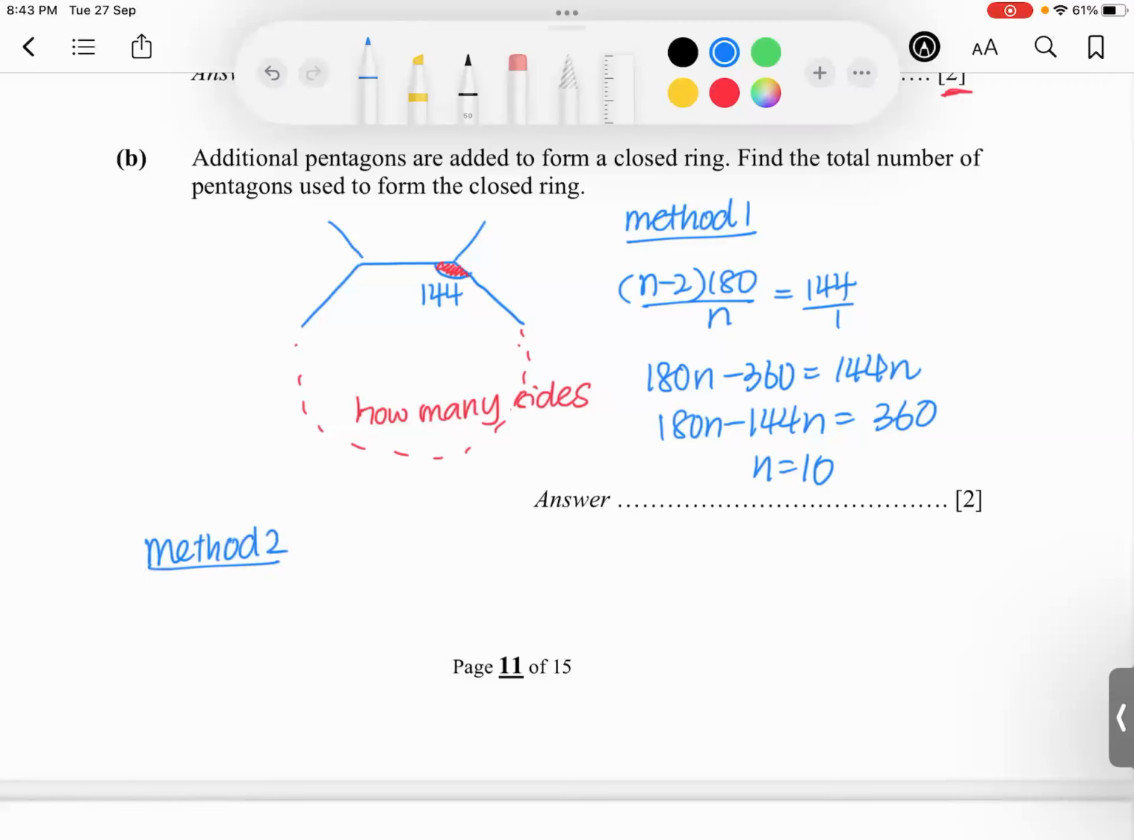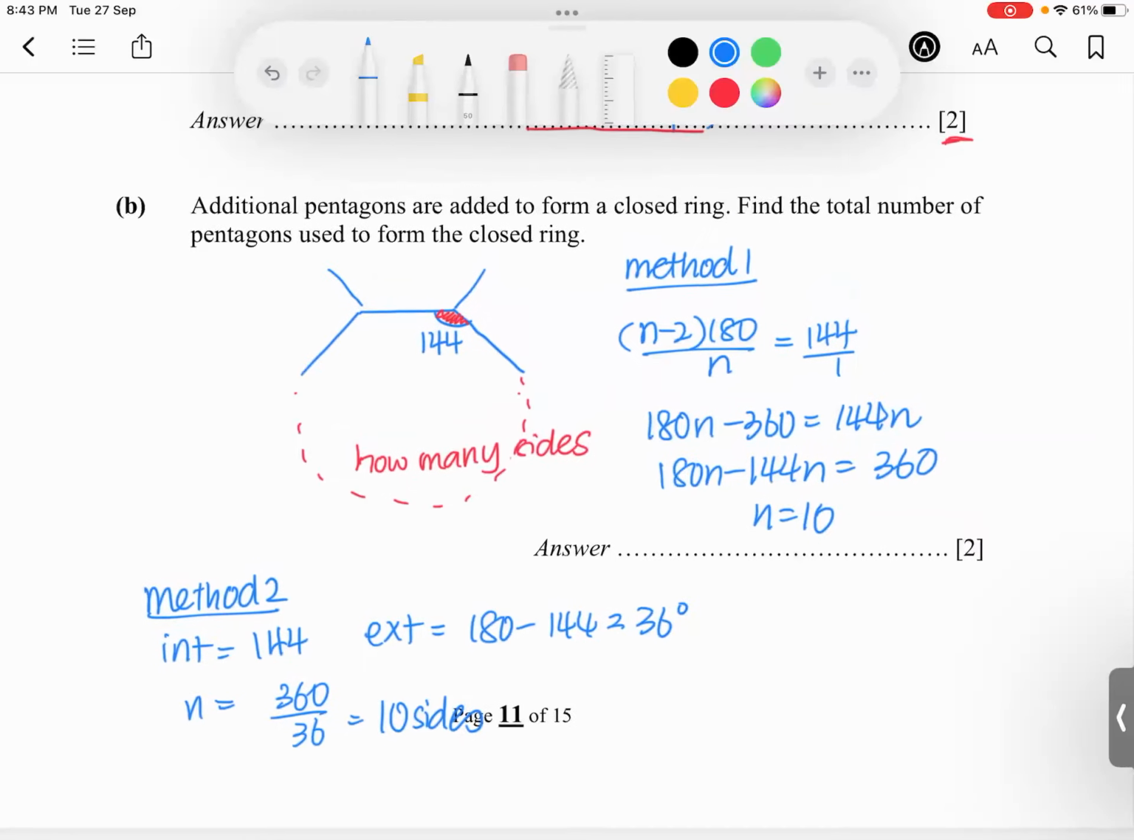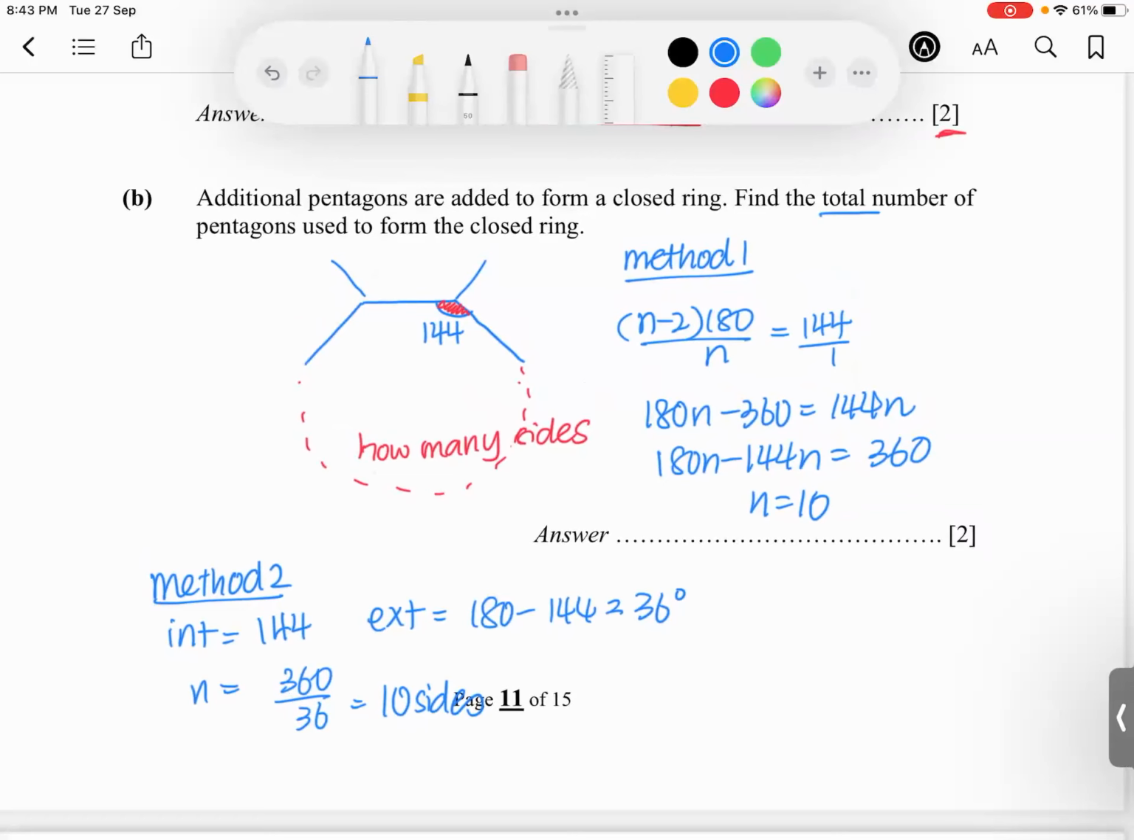Exterior angle. Yes, interior angle is 144. Exterior angle will be 180 minus 144, which gives you 36 degrees. Then number of sides equals 360 divided by 36, which is 10 sides. Now, I need to read the question. They want the total number of pentagons to form the closed ring. Sometimes you may think 10 times 5, no need, just 10 will do. 10 pentagons.